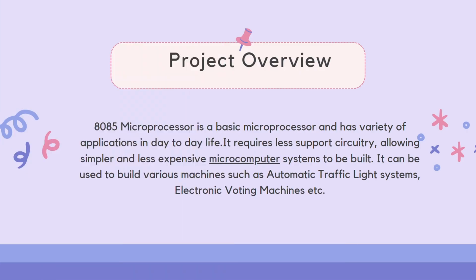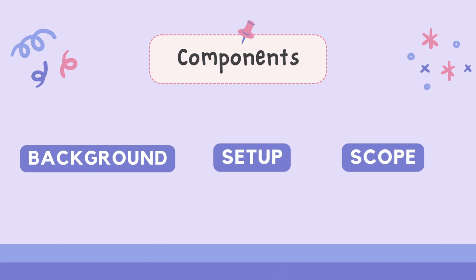Project overview. 8085 microprocessor is a basic microprocessor and has a variety of applications in day-to-day life. It requires less support circuitry, allowing simpler and less expensive microcomputer systems to be built. It can be used to build various machines such as automatic traffic light system, electronic voting machine. Components of voting machine, background, setup and scope. Let us discuss this in detail.